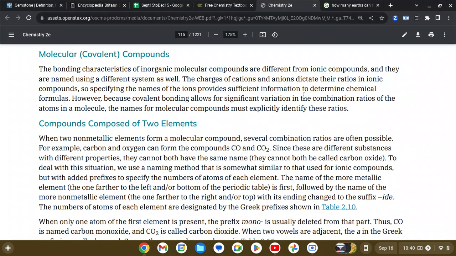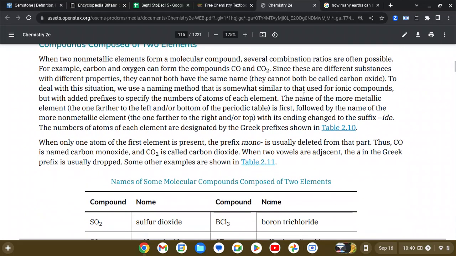Compounds composed of two elements. When two nonmetallic elements form a molecular compound, several combination ratios are often possible. For example, carbon and oxygen can form the compounds CO and CO2. Since these are different substances with different properties, they cannot both have the same name. They cannot be called carbon oxide. To deal with this situation, we use a naming method that is somewhat similar to that for ionic compounds, but with added prefixes to specify the numbers of atoms of each element.